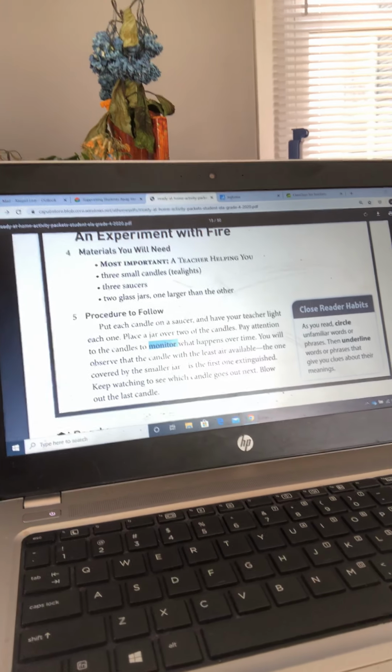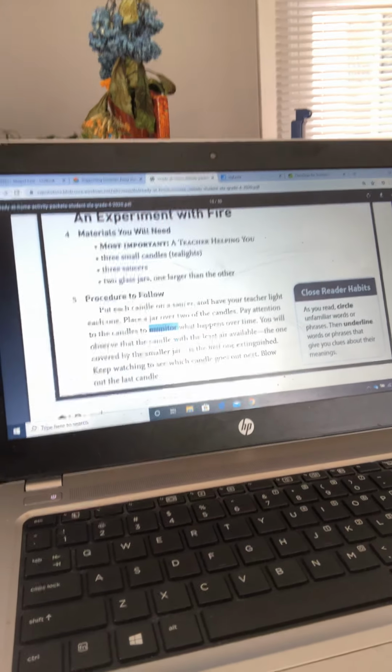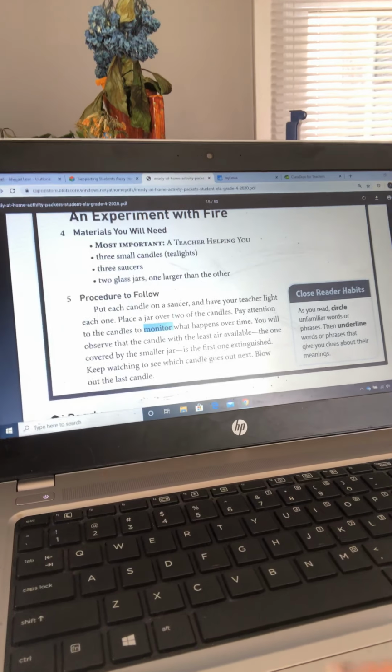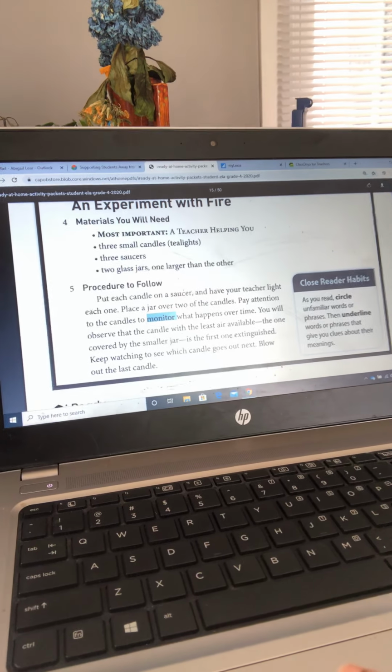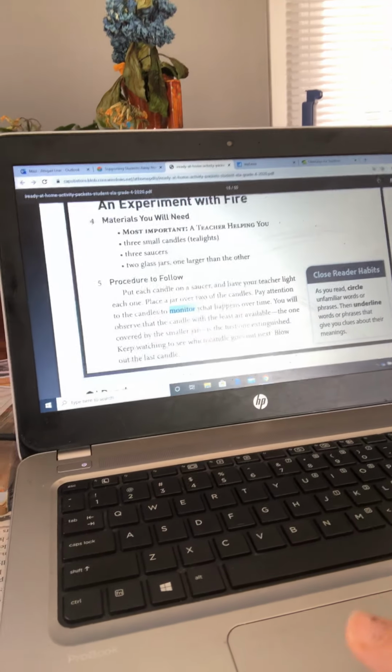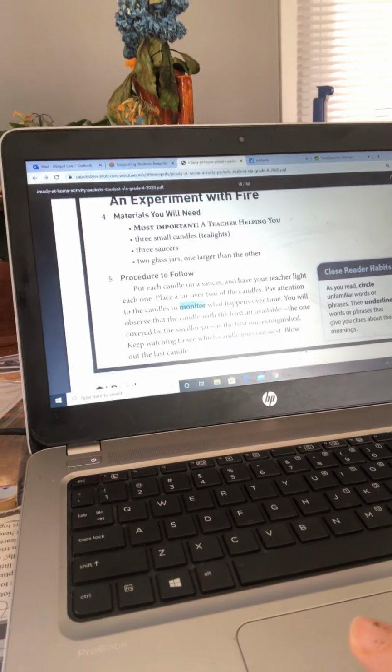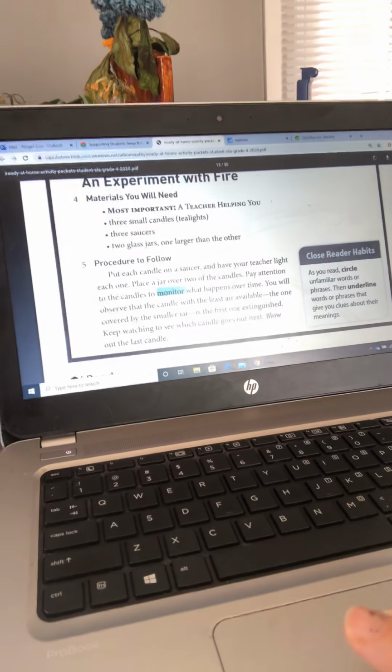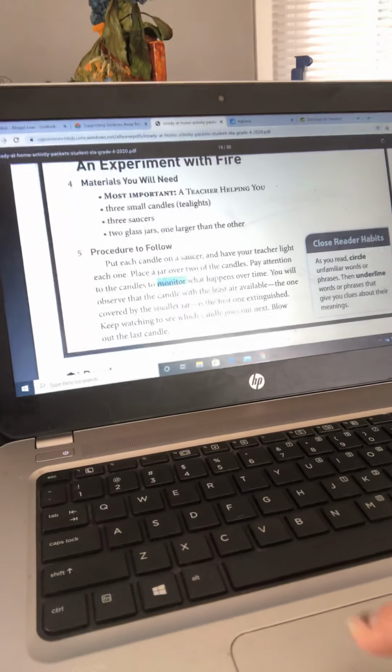All right. So we'll look back at the text. Monitor. All right. Place a jar over 2 candles. Pay attention to the candles to monitor what happens over time. Okay. Pay attention to the candles to blank what happens over time. What could we put there?